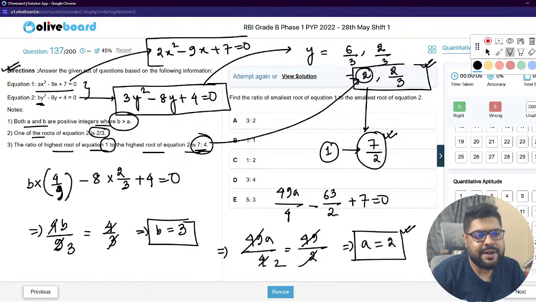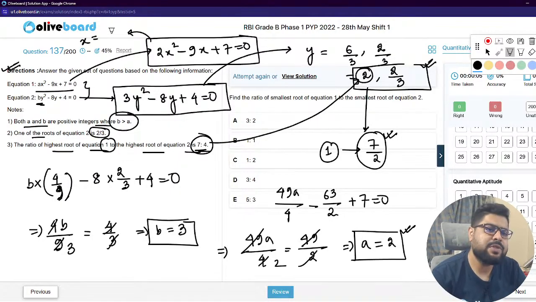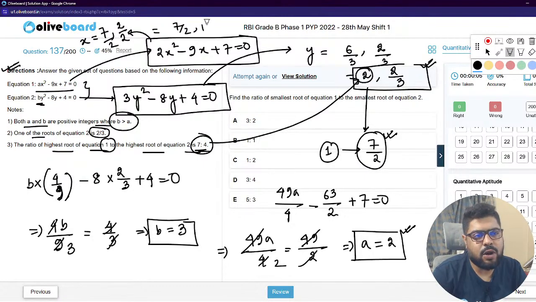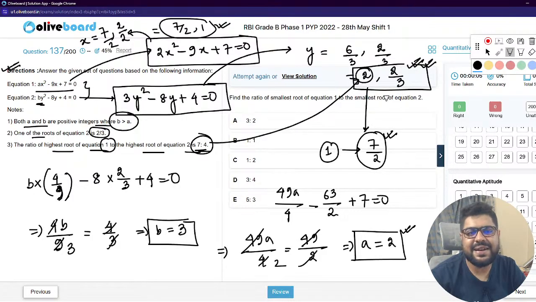Now again 7 plus 2 gives you 9. That means the roots for this equation will be like 7 and 2. So divide by 2, divide by 2. So this will be 7 by 2 comma 1. These are the roots of the first equation. Now the roots of the second equation we also know. Now I can answer anything.